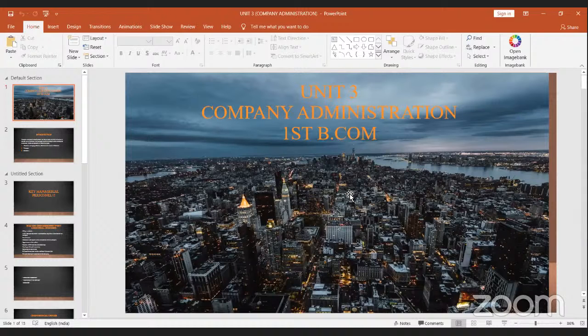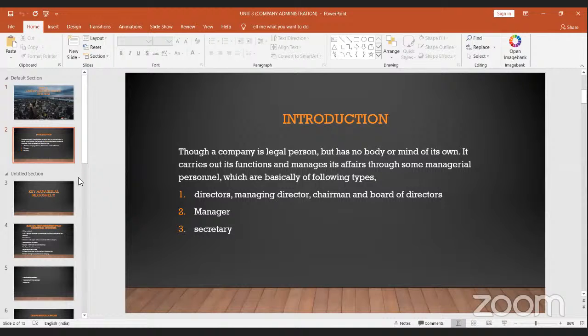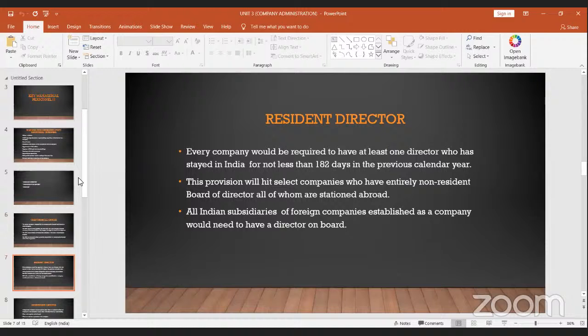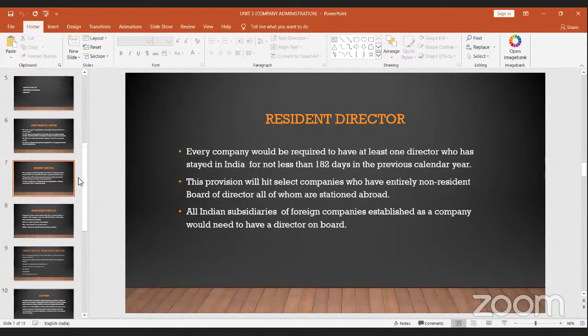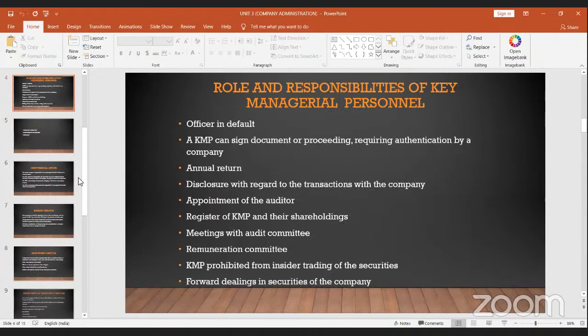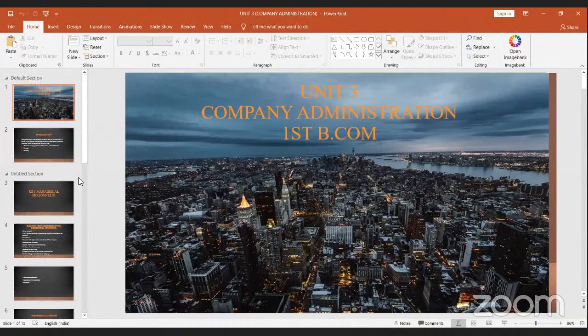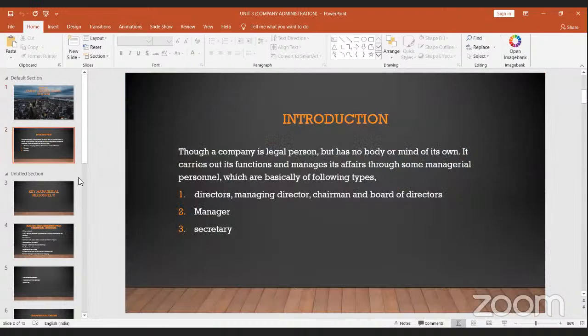So in the previous class, we discussed the introduction part, the managerial persons, mainly the chief executive officer, and the roles and responsibilities of key managerial persons. And some of you said, sir, that you're too fast, that we are not understanding. So I will revise with these slides of the introduction part and the key managerial persons. What are their roles and responsibilities?